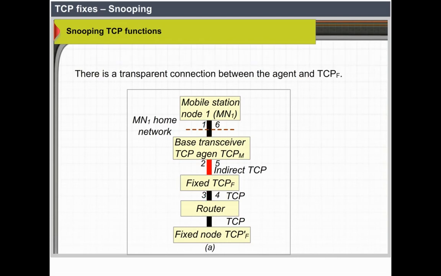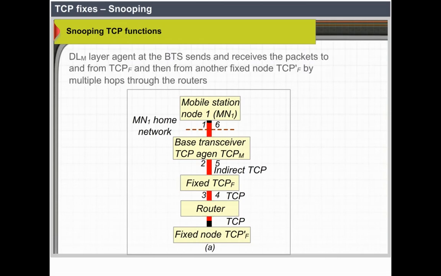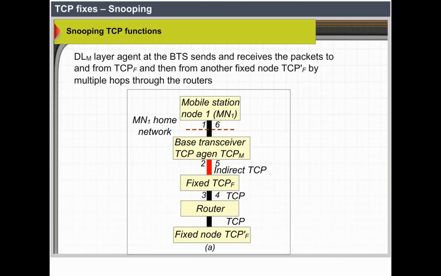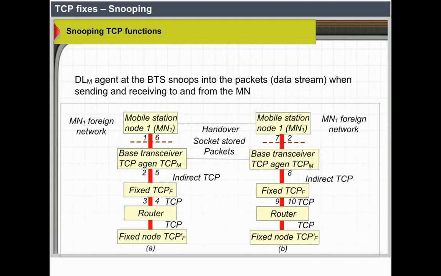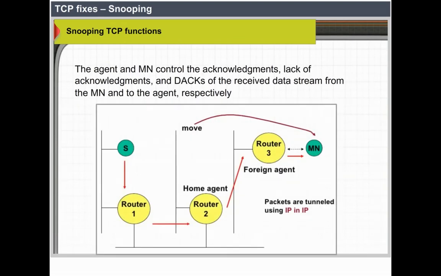Transparent connection between the agent and TCP-F. The DLM layer agent at the BTS sends and receives the packets to and from TCP-F and then from another fixed node TCP-F by multiple hops through the routers. The DLM agent at the BTS snoops into the packet's data stream when sending and receiving to and from the MN. The agent and MN control the acknowledgements, lack of acknowledgements, and DACKs of the received data stream from the MN and to the agent respectively.